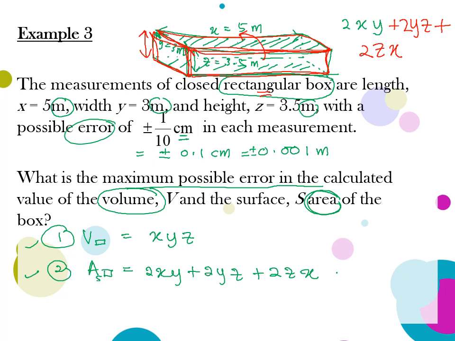Okay, so you have two formulas here to be solved. You need to find the maximum possible error, which is delta of your volume and delta of your area. Okay, so you need to find this. Okay, so we continue to the next slide.